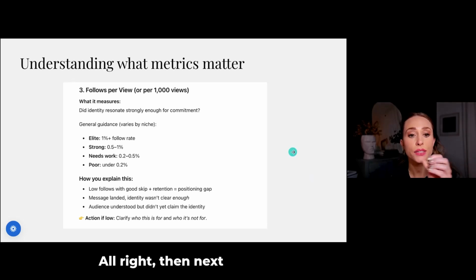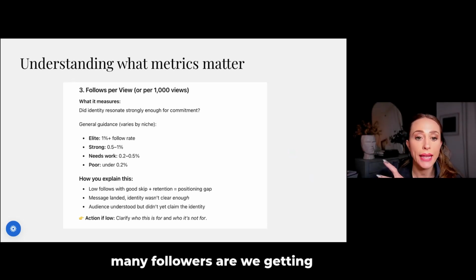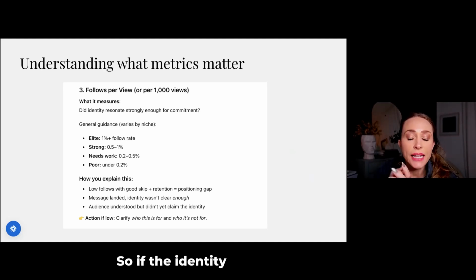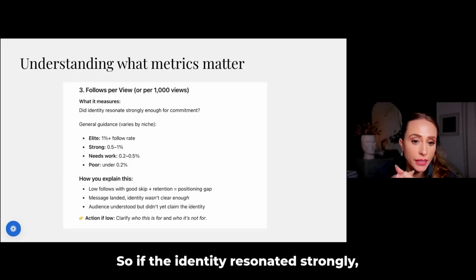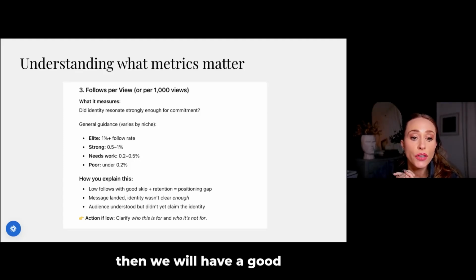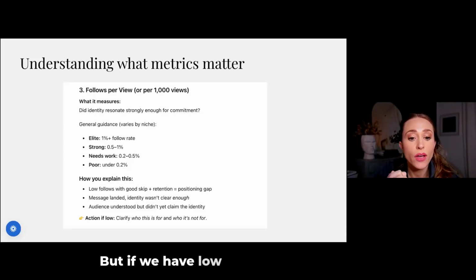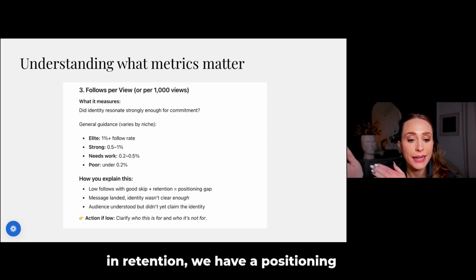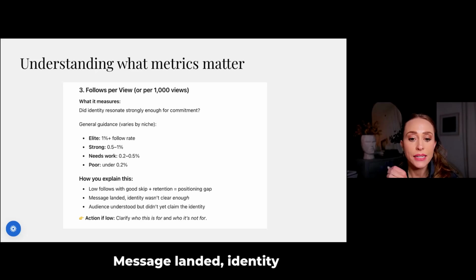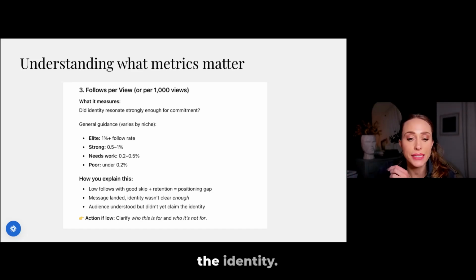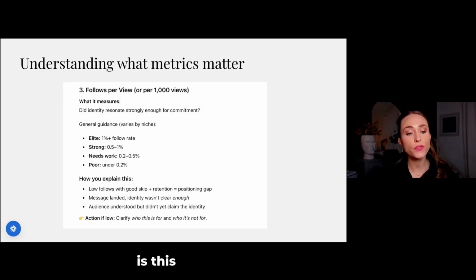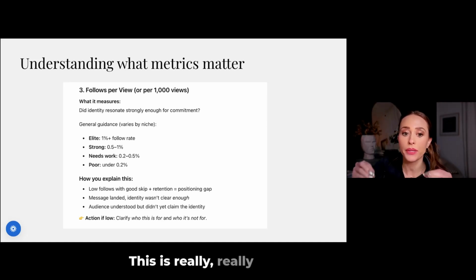All right, then next, we want to look at how many followers are we getting each video. So if the identity resonated strongly, then we will have a good follow rate. But if we have low follows with good skip and retention, we have a positioning gap. Message landed, identity wasn't clear enough. Audience understood, but didn't yet claim the identity. So if this is low, we got to clarify who is this for and who is it not for. This is really, really important for growth.